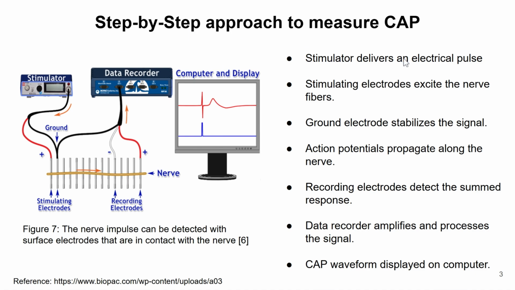A stimulator is delivering an electrical pulse across the nerve. Stimulating electrodes excite the nerve fibers. The ground electrode stabilizes the signal, as mentioned previously. Action potentials propagate along the nerve. Recording electrodes detect the summed response. The data recorder amplifies and processes the signal, as you can see on the computer display. Finally, the CAP waveform will be displayed on this particular screen.